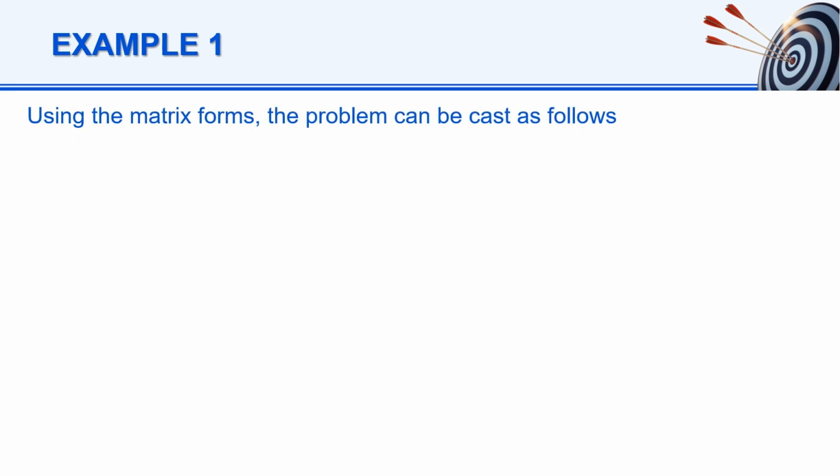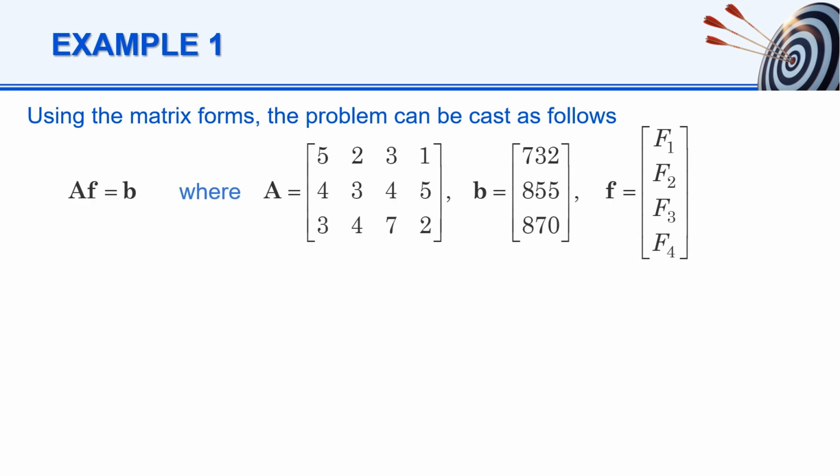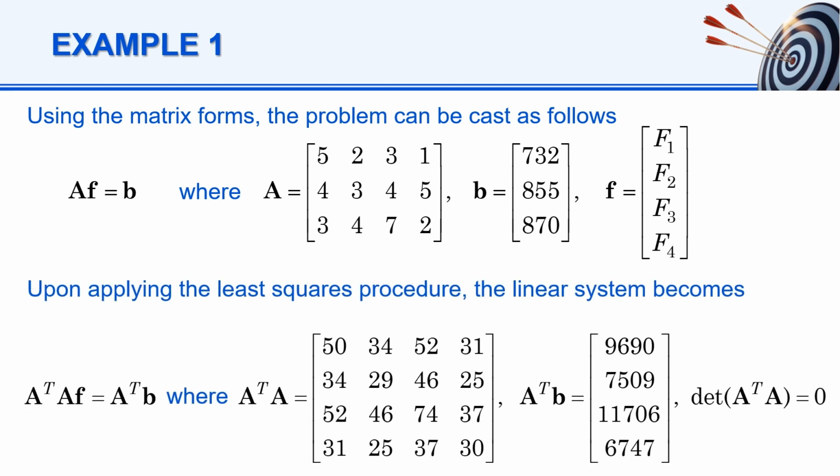Using the matrix forms, the problem can be cast as the matrix equation AF equals B, where A is a 3 by 4 rectangular matrix containing the coefficients. B and F are the vectors containing the right-hand side and the unknowns, respectively. Upon applying the least squares procedure, the linear system becomes a 4 by 4 system of equations. However, the determinant of the coefficient matrix of this new system is 0.